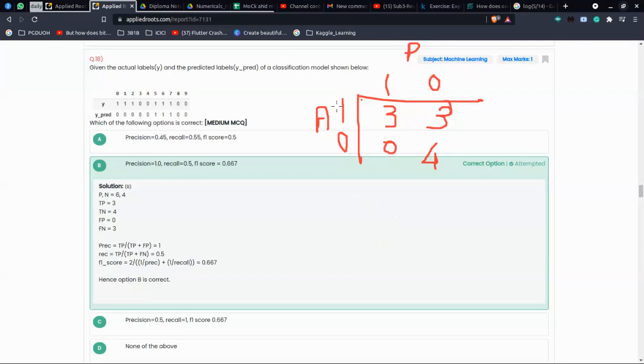Now recall: out of all the positive points, how many am I able to get? How many total positives do I have? 3 plus 3 is 6. And how many am I able to get? 3 only. So 3 by 6, that is 0.5. So again B or D. Let's calculate the F1 score. F1 score is nothing but 2pr divided by p plus r, right? You can use the other equation also, but 2pr divided by p plus r is easy to remember, and you will get the answer 0.667. Correct. So option B is correct.